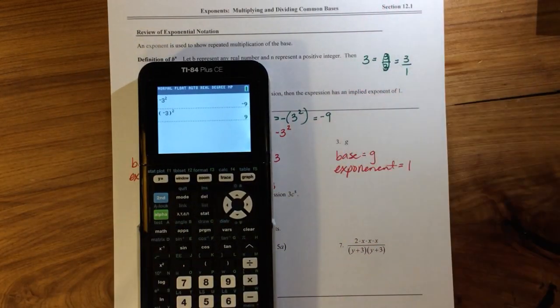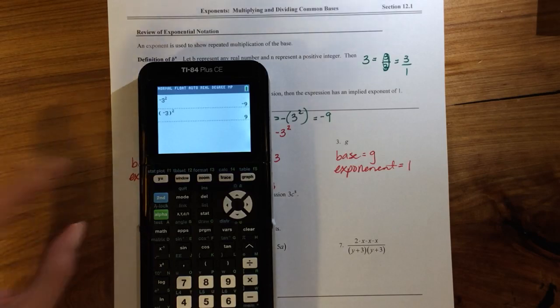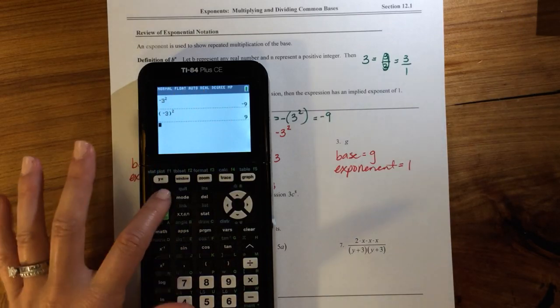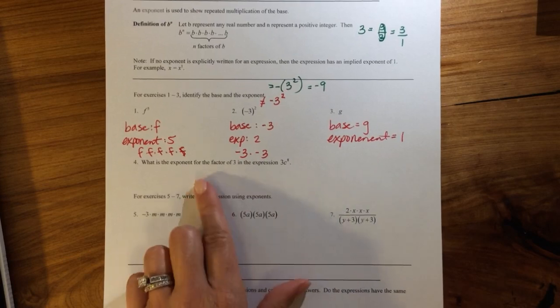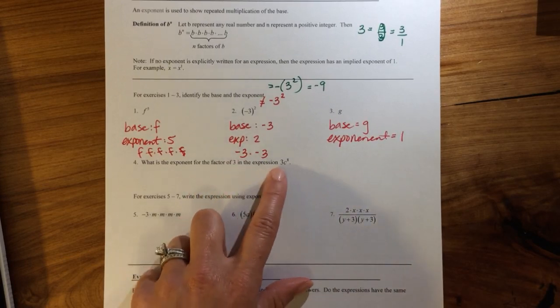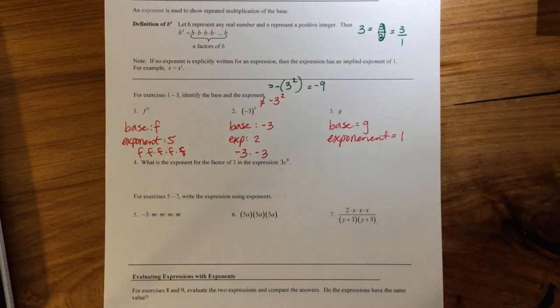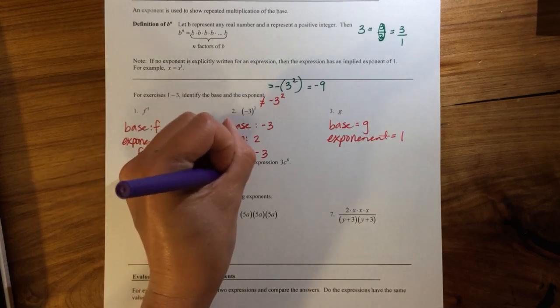No problem with that. But here, just really make a difference, and when you're typing things into your calculator, pay close attention to what's in parentheses and what's really getting negated. Just a really hot tip for you there. Okay, so what is the exponent of the factor of 3 in the expression 3 times c to the 8? You can do this. If it's invisible, what is it? It's 1, right? This is 3 to the first times c to the 8.